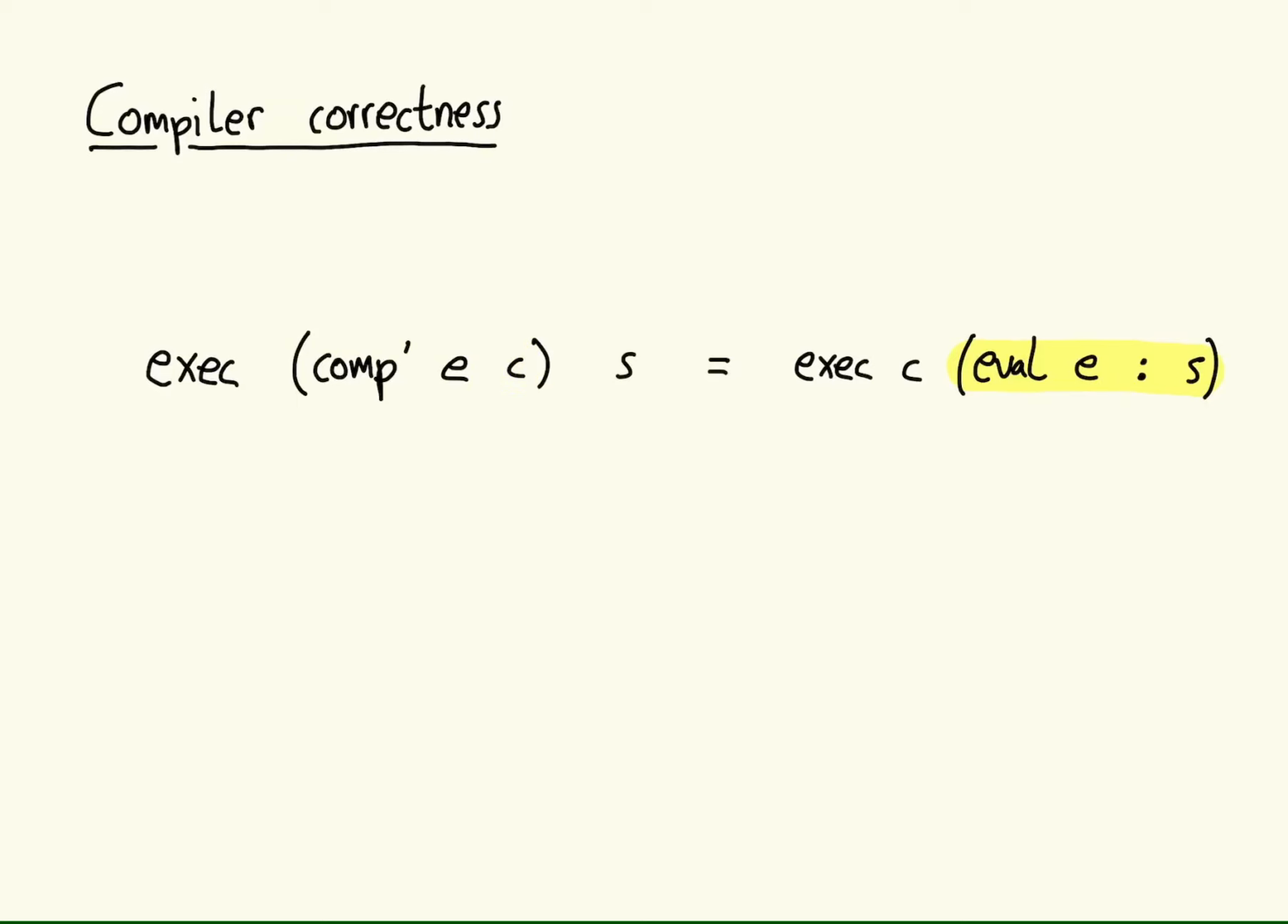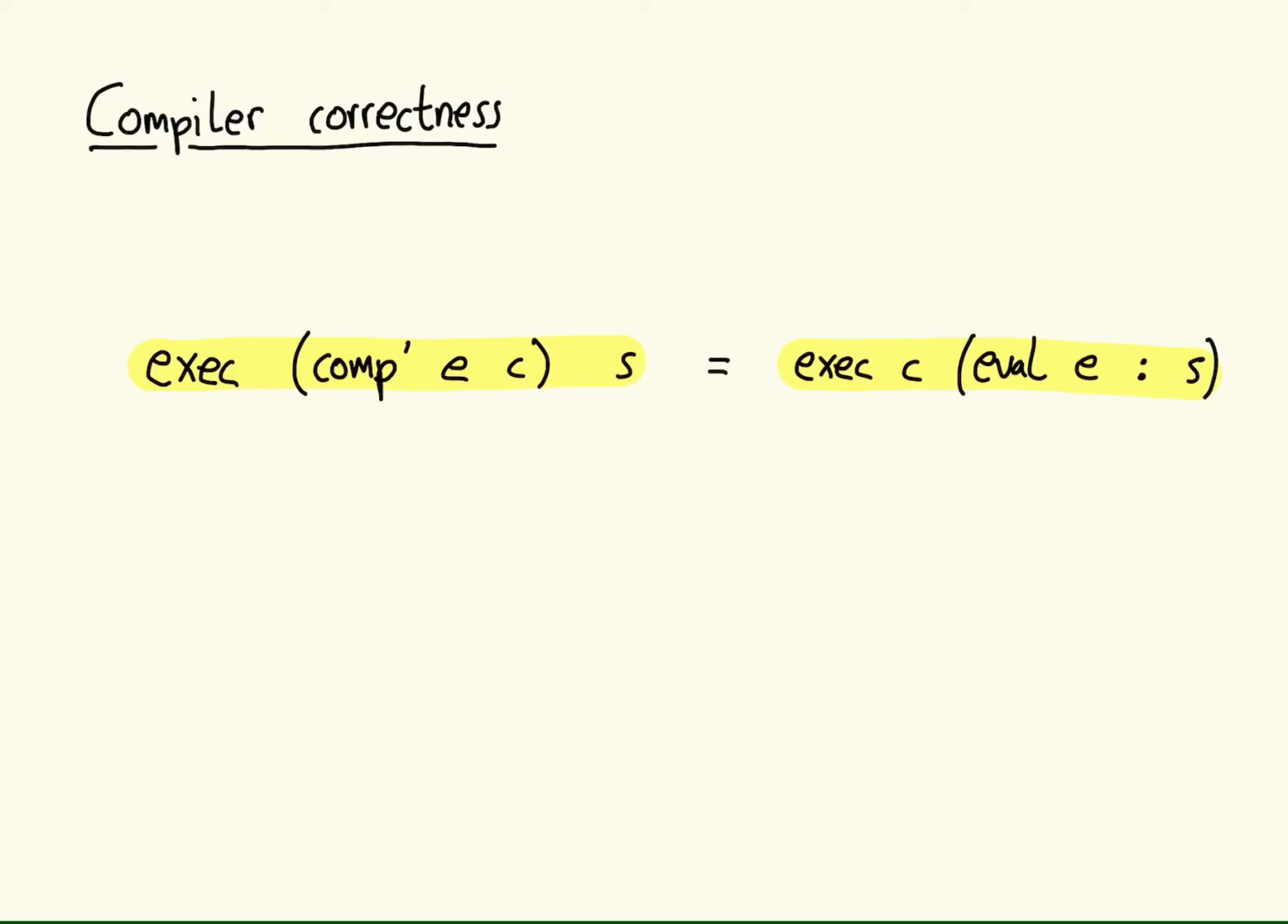So all we do is execute that remaining code in the stack that results from evaluating the expression E and putting it on top of the stack S. And it's actually very easy to show that this is a straightforward generalization of our original compiler correctness result. In particular, if you take the code C to be empty and check through a couple of little calculations, you'll find that the left-hand side reduces to exactly what we had originally, and the right-hand side reduces to what we had originally as well.